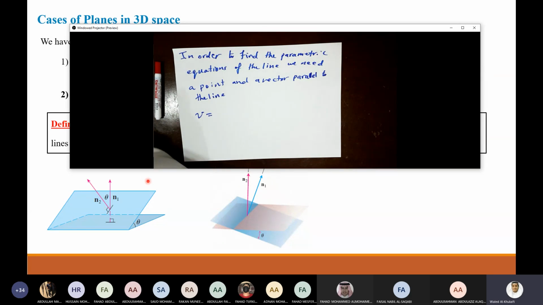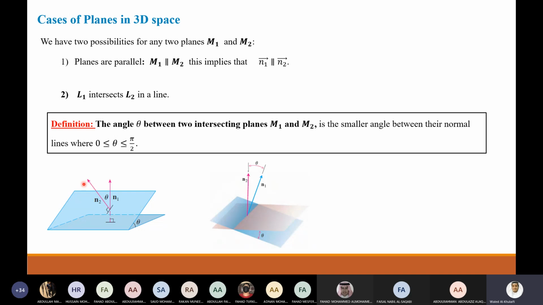Now look, guys. I have two normal vectors, N1 for the first plane, N2 for the second plane. If I take the cross product of N1 and N2, what will I get? A vector perpendicular to them. Where is the direction of that vector? It will be to the right or to the left, right? In this particular sketch, it will be either to the right or the left.